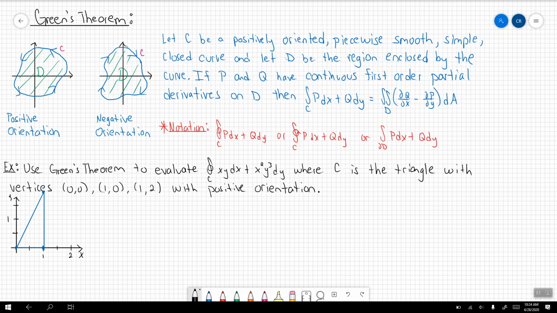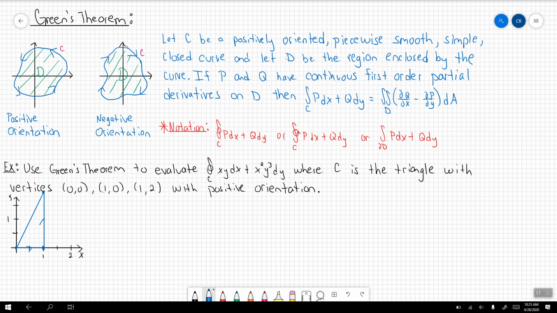Now, let's look at this specific example. This example says that we want to use Green's theorem to evaluate this given line integral. The line integral is over the curve C of xy dx plus x squared y cubed dy, and C is the curve given by the triangle with vertices (0, 0), (1, 0), and (1, 2). And this curve is going to have positive orientation.